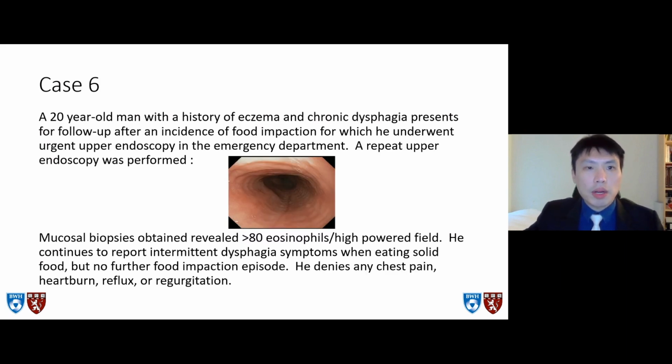The next case is a 20-year-old man with a history of eczema and chronic dysphagia who presents for follow-up after an incident of food impaction for which he underwent urgent upper endoscopy in the emergency department. A repeat upper endoscopy was performed, and this is the image showing what was found. Mucosal biopsies were obtained, revealing greater than 80 eosinophils per high power field. He continues to report intermittent dysphagia symptoms when eating solid food, but no further food impaction episode. He denies any chest pain, heartburn, reflux, or regurgitation.